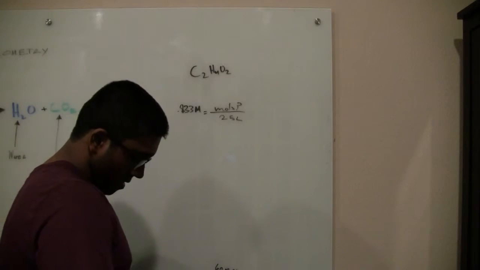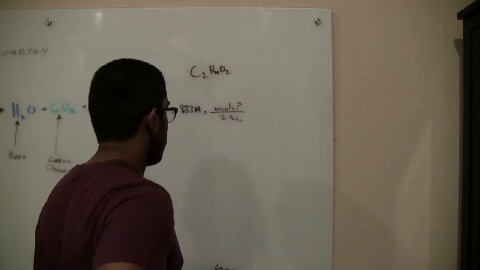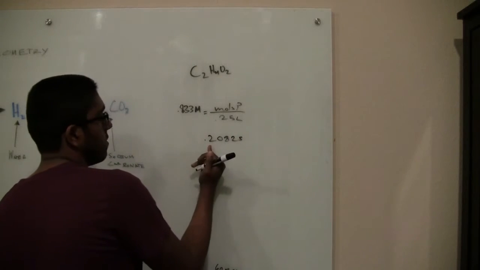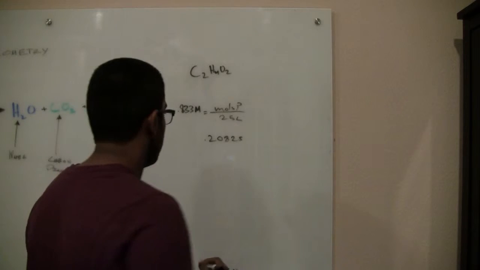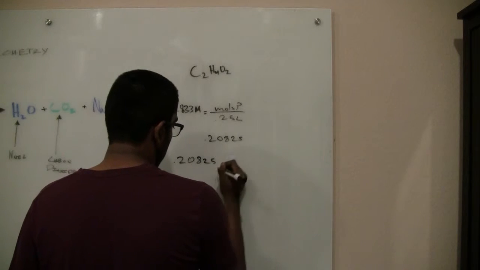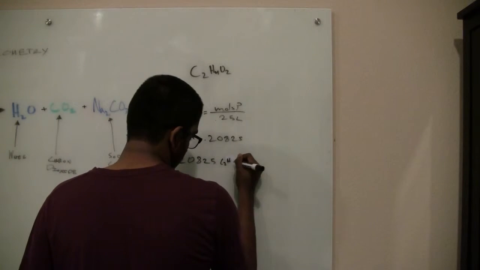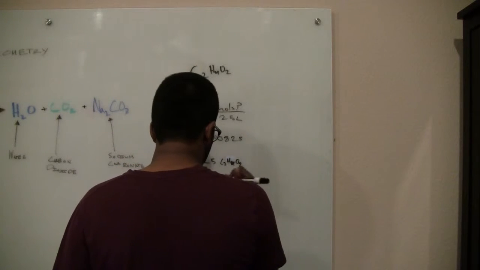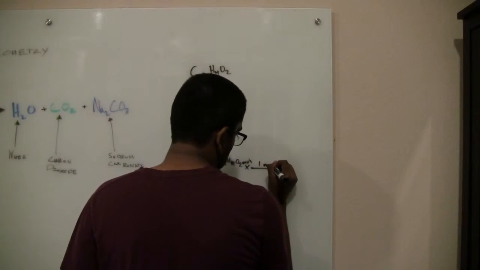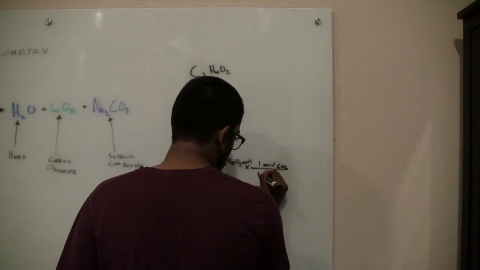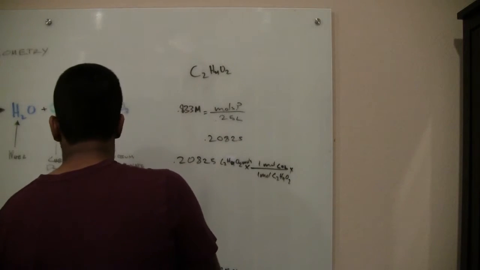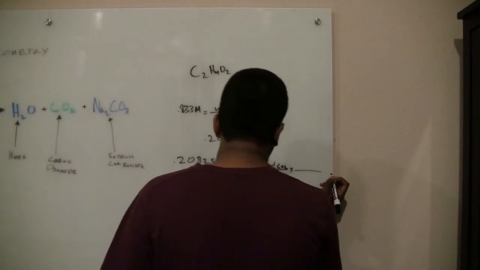And then you get 0.20825. And then you use this to find the moles of CO2, and you do that by multiplying it by the molar ratio. And then you multiply by the molar mass.